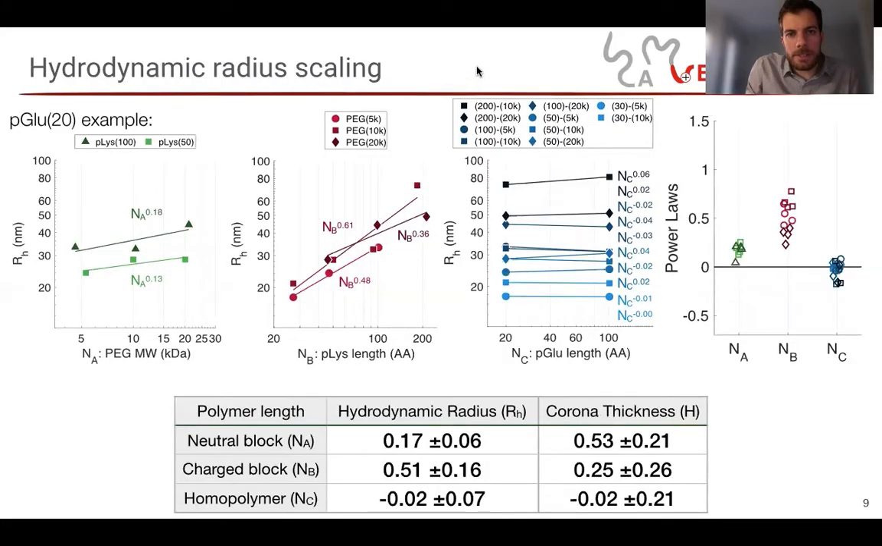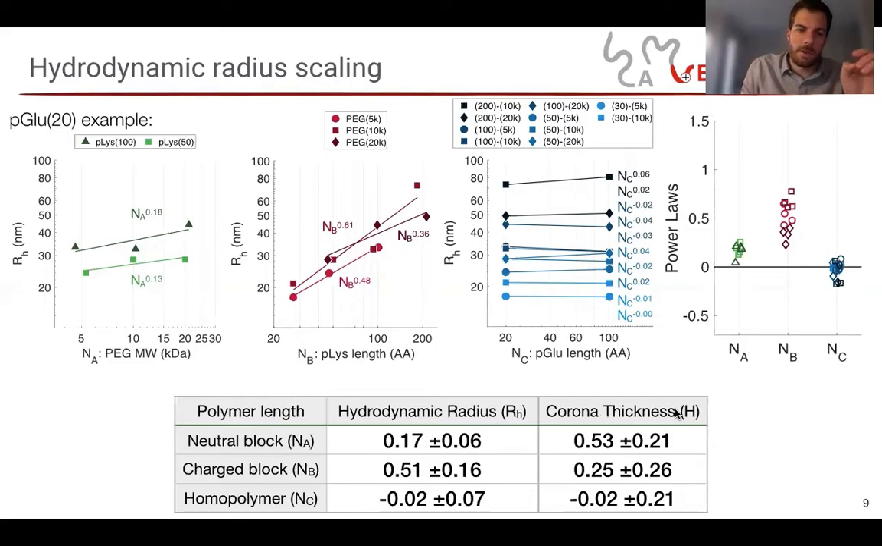So next, I'm looking at the hydrodynamic radius. So this now is coming from DLS. And again, this is now the size of the whole micelle, including the corona. And I do the same strategy here with our DLS data. And what we find is, and also if we have the hydrodynamic radius and we have the core radius, we can compute the corona thickness for each case.